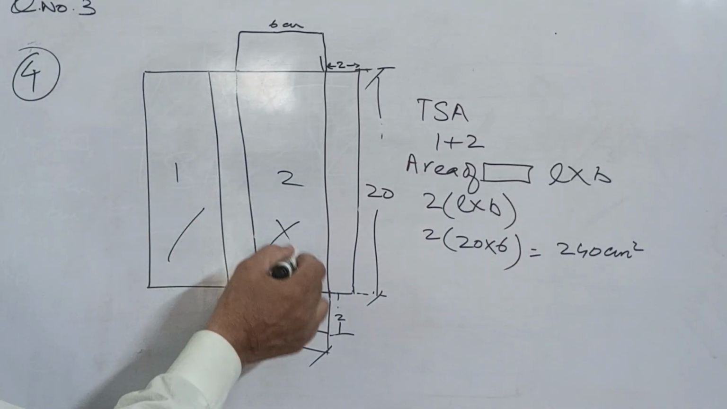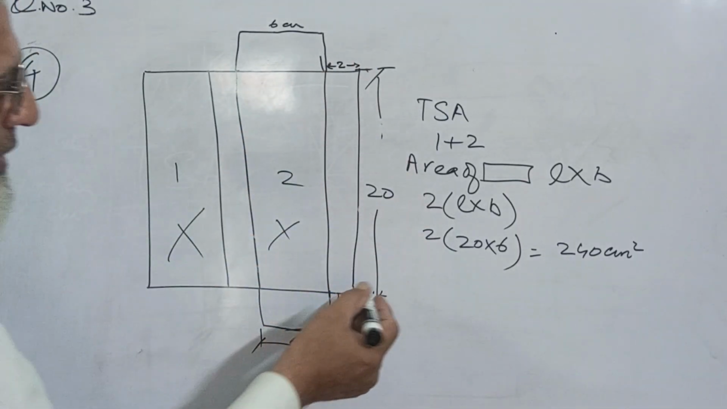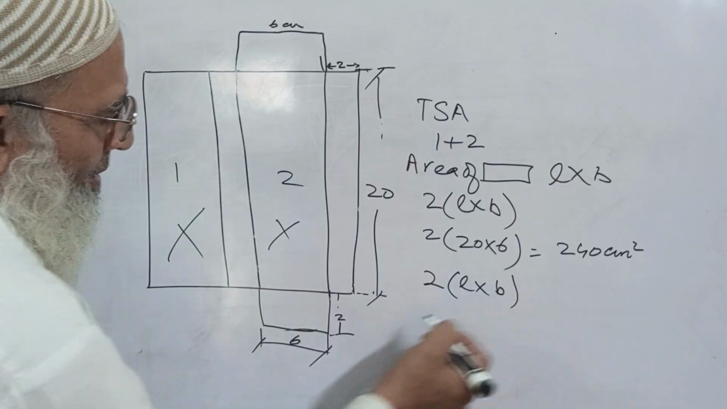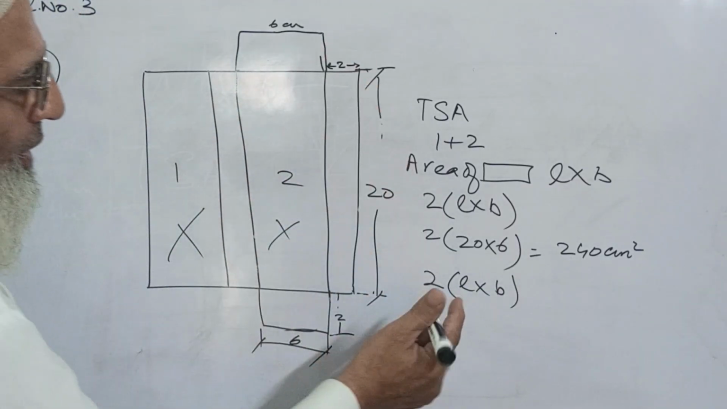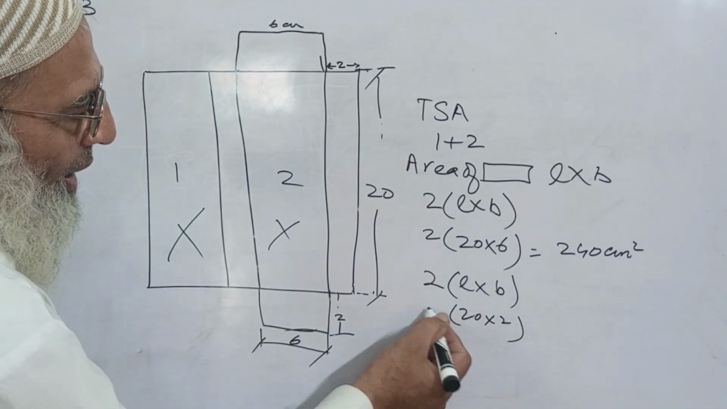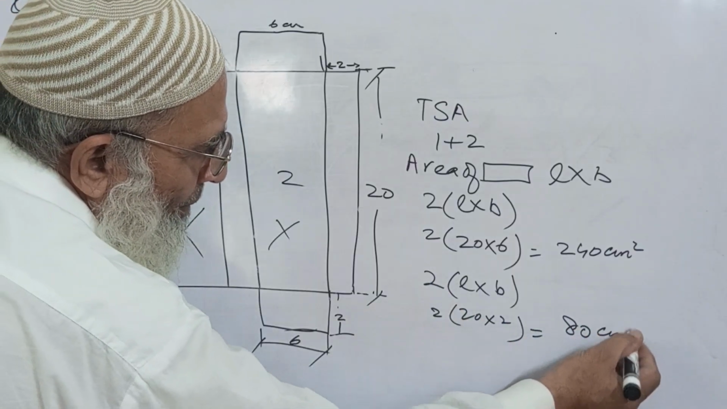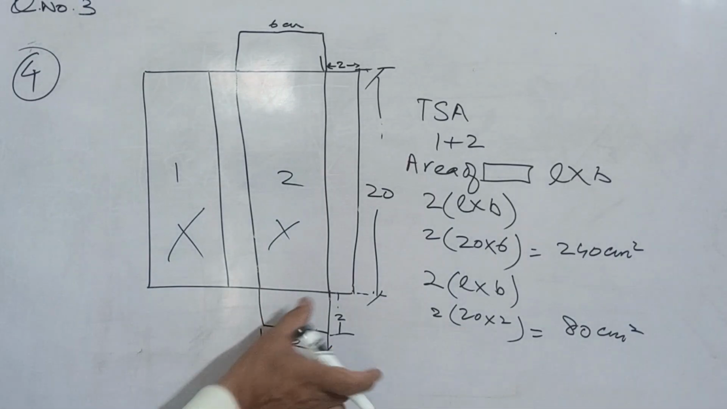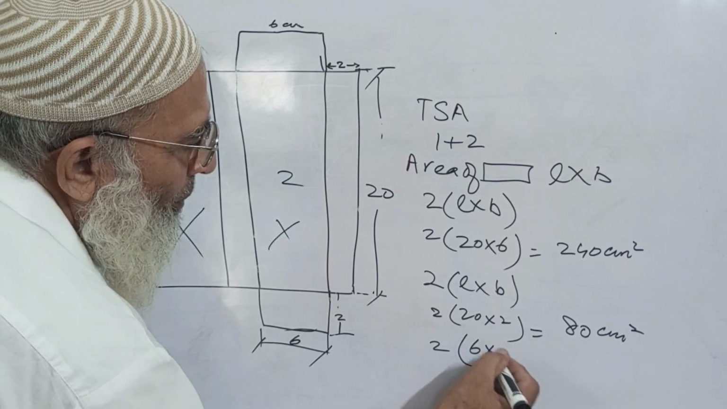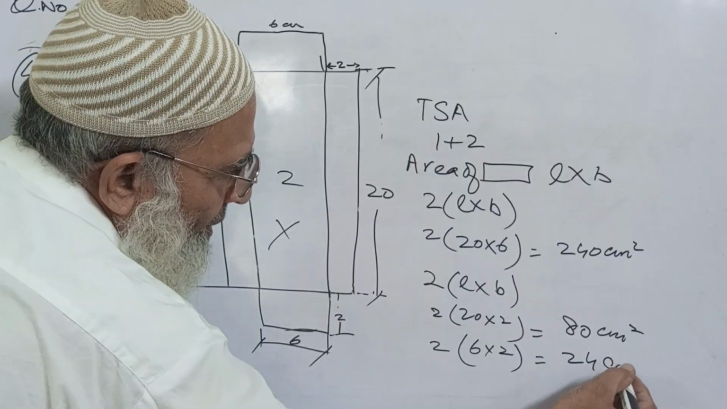Now this is done. Now these two: 2 multiplied by 20, again the same, 2 L into B. Length is 20, B is 2 now. 20 multiplied by 2 is 40, and 40 multiplied by 2 is 80 centimeters square. The last: 6 multiplied by 2, again there are 2. 6 multiplied by 2 is 12, and 12 multiplied by 2 is 24 centimeters square.